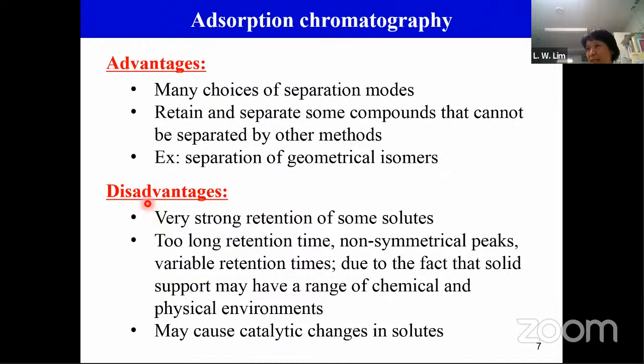The disadvantages of using adsorption chromatography are a very strong retention of some solutes, sometimes too long retention times, and sometimes non-symmetrical peaks or variable retention times. This is because the solid support may have a range of chemical and physical environments. Because it's a solid, when we use a different solvent, the chemical or physical environments of the support will change. That's why when we want to make a new column, we have to use a very stable support.